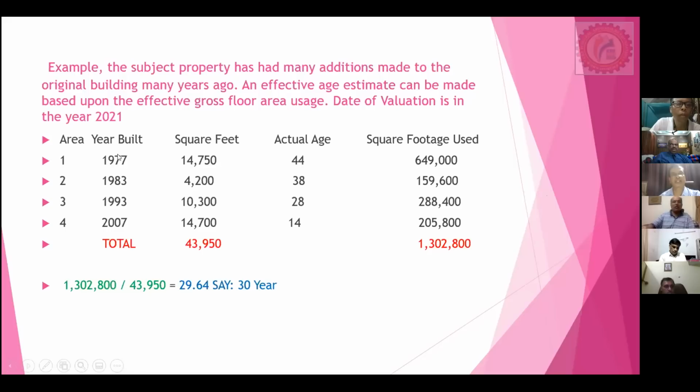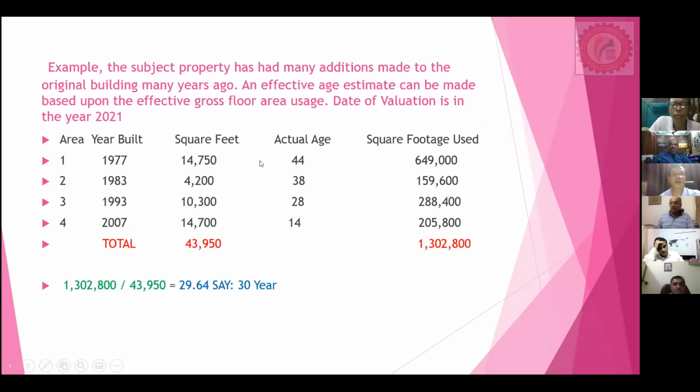One unit has been constructed in the year 1977. The total area of construction is 14,750. The date of valuation is 2021. Even though the date of valuation is 2021, I am not going to arrive at the value of the property. My aim is to arrive at the effective age of that property.